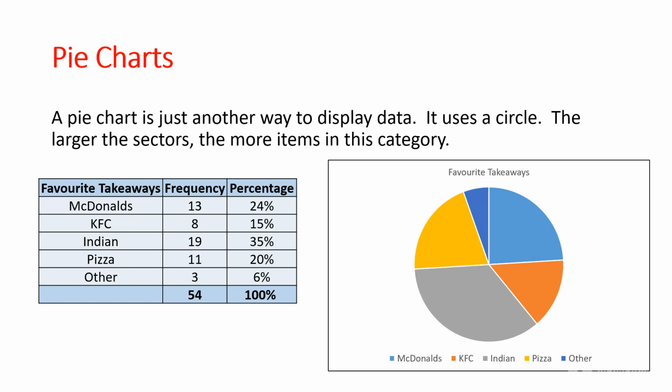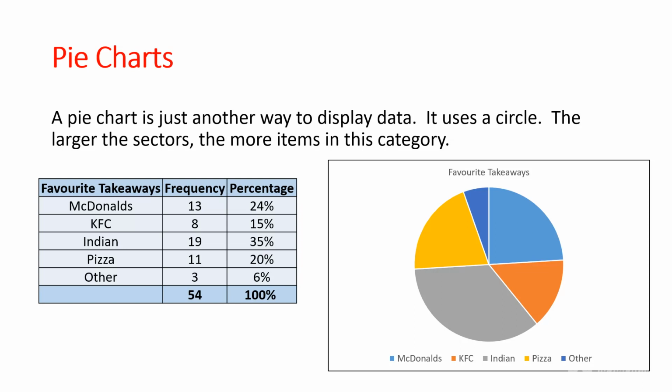Right, well, our final graph is called the pie charts. Just another way to display data with a circle. The larger the sector, the more items in the category. We can see the favourite takeaways. We can see that the Indian takeaway was voted the favourite from this survey, and that's 35% of the people voted for it, and they have the largest sector in the circle in the pie graph.